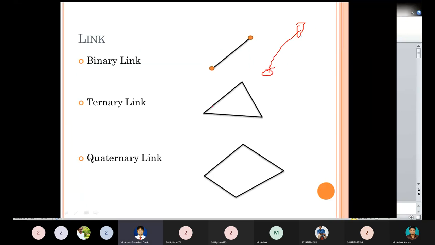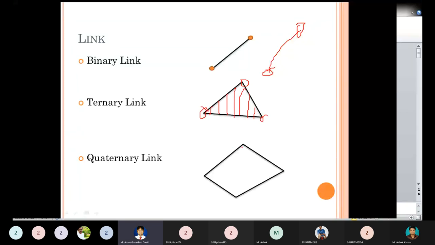What about a ternary link? Look at it. This whole thing is one object. How does it look? A ternary link is a link which is having three ends. Can you all see that? It is having three ends. This is a ternary link.